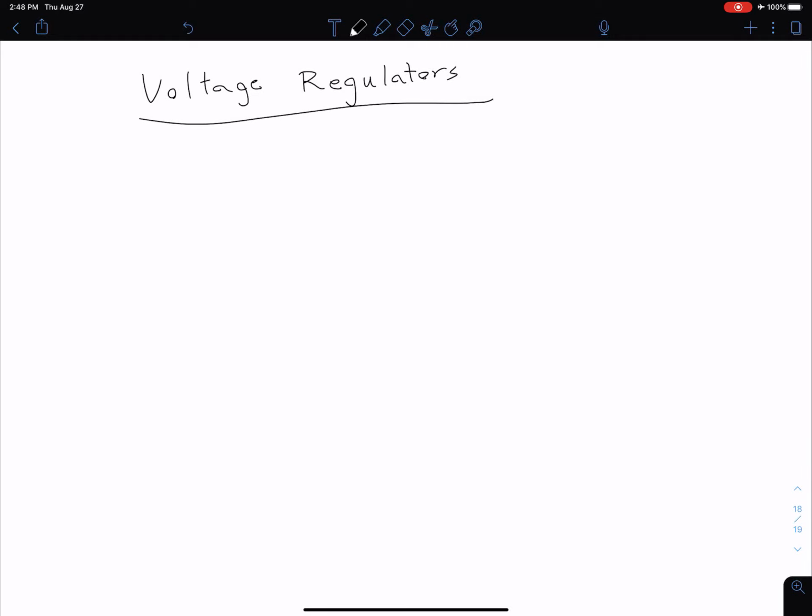So up to this point, when we've talked about filtering, we've talked about just a single capacitor in parallel with the load. So before we've said the filter is just a single capacitor. And so what we're going to look at in this video is how we can improve upon that by having what's called voltage regulators.